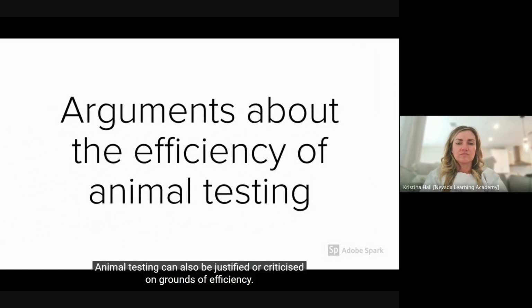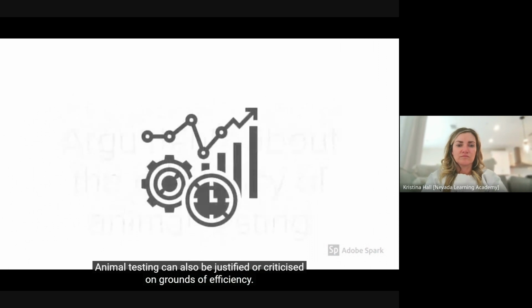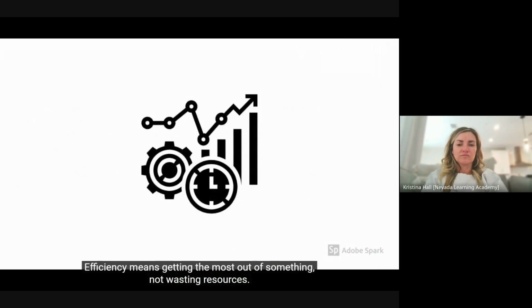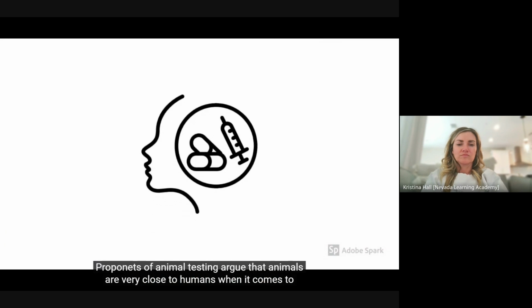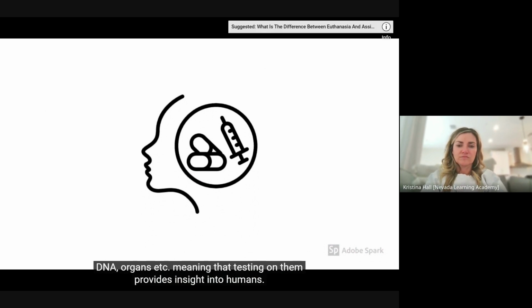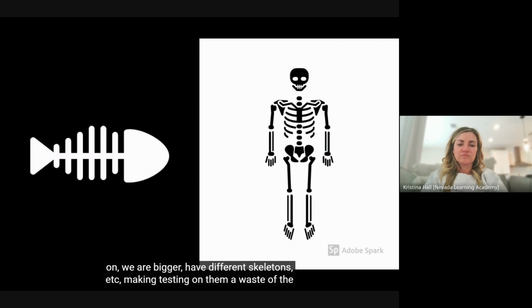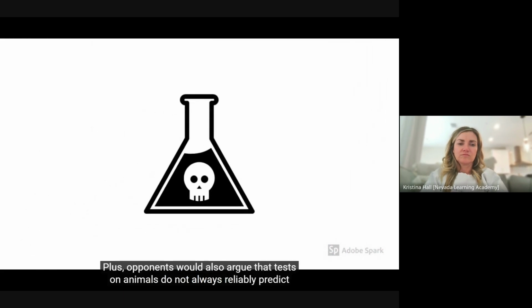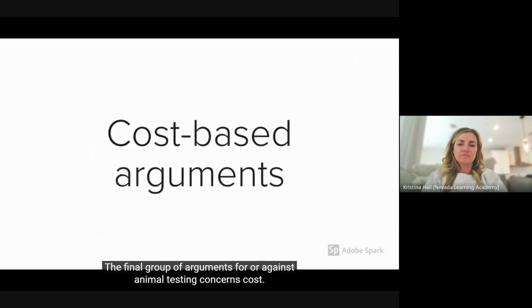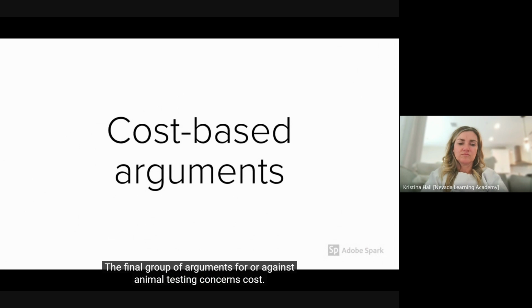Animal testing can also be justified or criticized on grounds of efficiency. Efficiency means getting the most out of something, not wasting resources. So proponents of animal testing argue that animals are very close to humans when it comes to DNA and organs, meaning that testing on them provides insight into humans. However, opponents would argue that we are not that similar to the animals that are being tested upon. We are bigger, we have different skeletons, etc., making testing on them a waste of their lives. Plus, opponents would also argue that tests on animals do not always reliably predict results in humans, meaning some drugs that harm animals help humans, and some that harm humans do not harm animals, again furthering the argument that animal testing is inefficient. The final group of arguments for or against animal testing concerns cost.